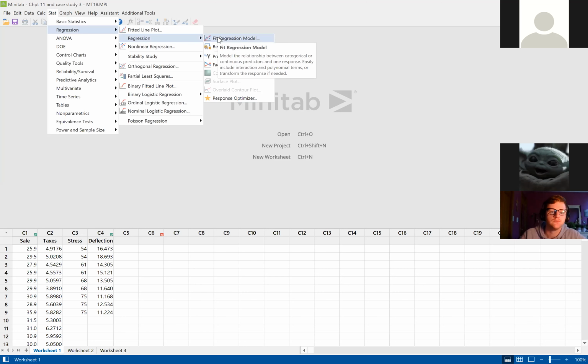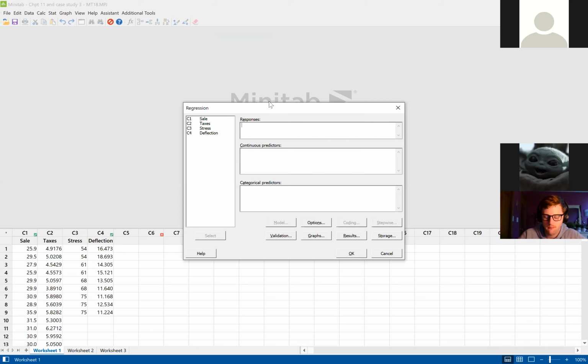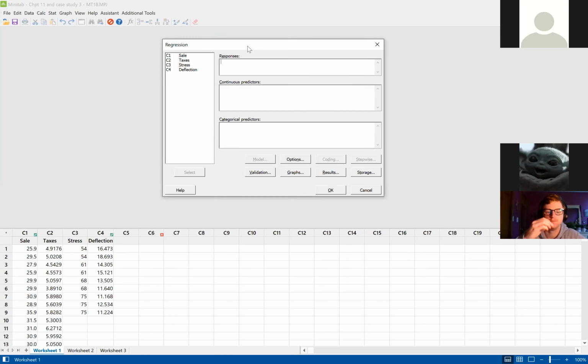This may be slightly different than your options in Minitab 18, but it should still be under Basic Statistics, then Regression, and then you're going to fit the regression model. And so you get this box, and this box is the make or break of the entire assignment, because in this box you have to decide what is X and what is Y.